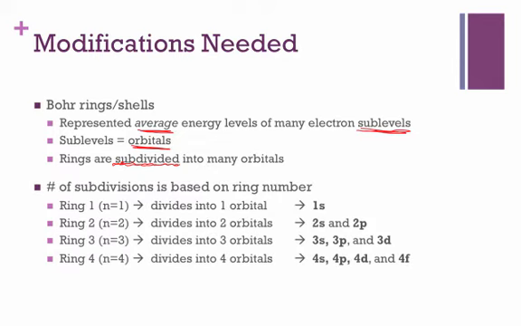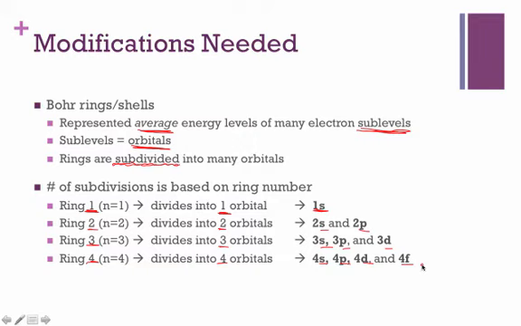Now the number of subdivisions you get is based on the number of the ring you have. And there's a pattern to this, but you should jot all this stuff down. For example, ring number 1, the innermost ring, divides into one orbital. That one orbital is an s orbital, and we call it a 1s orbital because it associates with ring 1. Ring 2 then divides into two orbitals. We get an s and a p, each labeled with a 2. Ring 3 divides into three orbitals. We get s, p, and d. And then finally, ring 4 divides into four orbitals. We get all four: s, p, d, and f.